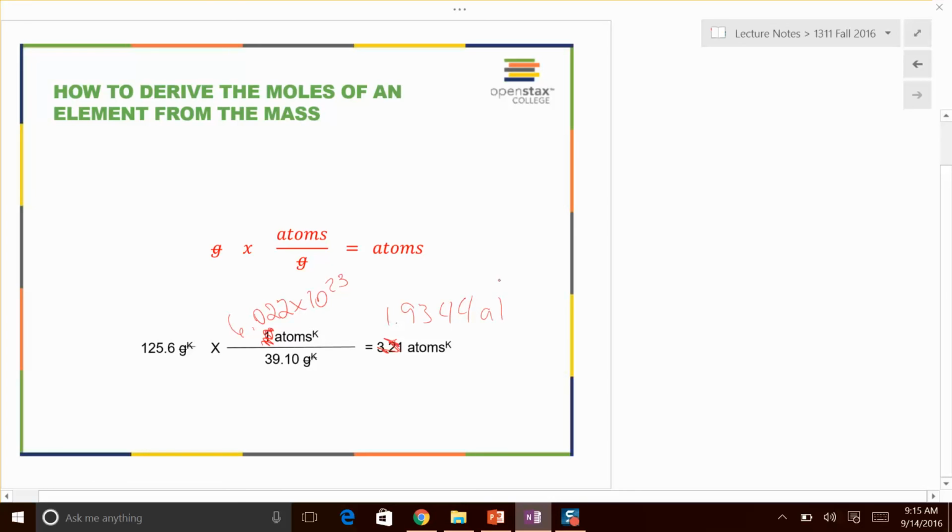There's something missing there. Times 10 to the 24th, which is more than 6.022 times 10 to the 23rd, right? So that's how many atoms we would have.